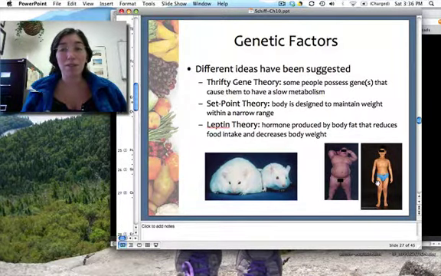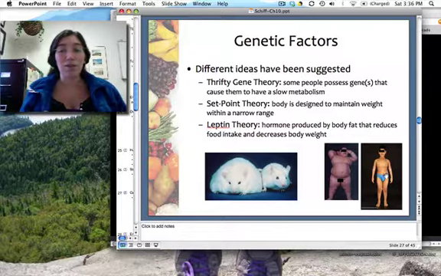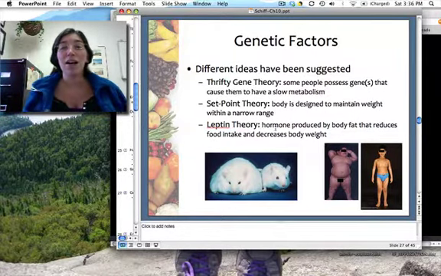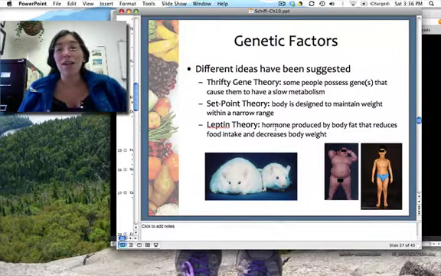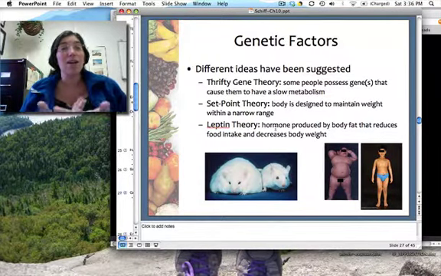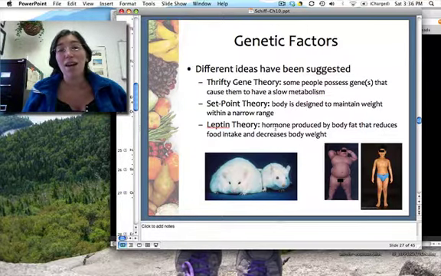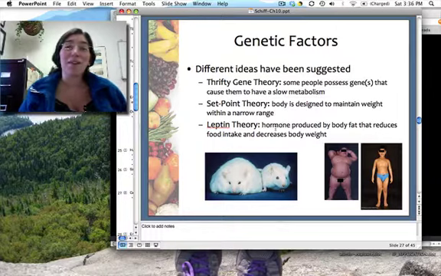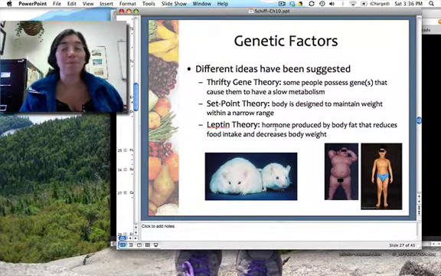Their appetite returns to normal, and their body weight returns to normal. So the leptin theory of overweight and obesity was that there are some people who just don't produce enough leptin, and therefore that's why they eat more, because they have low leptin levels, and then they become overweight and they become obese.